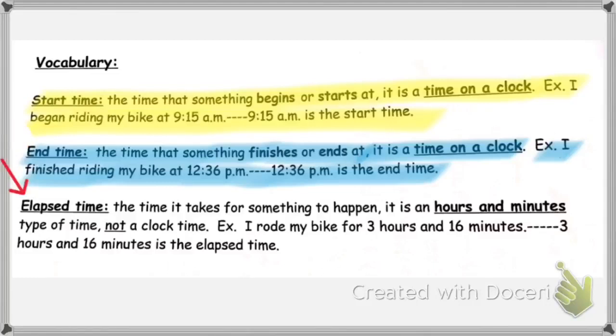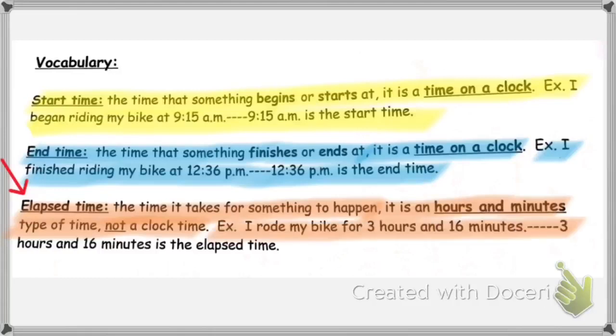Finally, let's focus in on elapsed time. Elapsed time is the time that it takes for something to happen. It's an hours and minutes type of time, not a clock time. So for example, I rode my bike for 3 hours and 16 minutes. 3 hours and 16 minutes is the elapsed time. It's the amount of time that I did the thing for, or the amount of time that I was riding my bike. And 3 hours and 16 minutes is not a time you'd see on a clock. It's just an amount of hours and an amount of minutes. So that's my elapsed time.